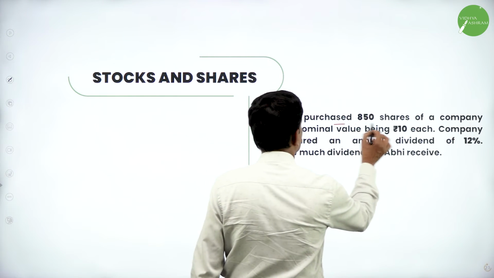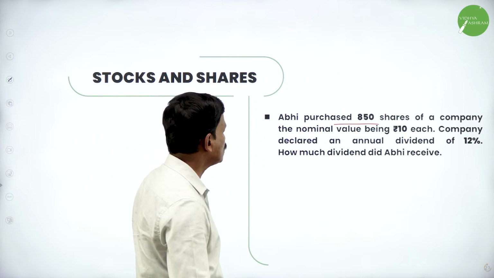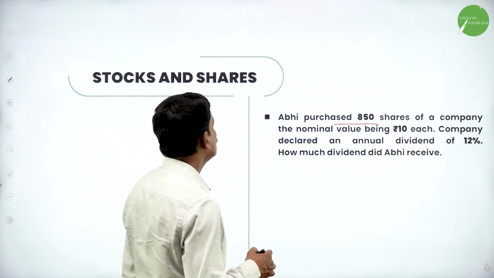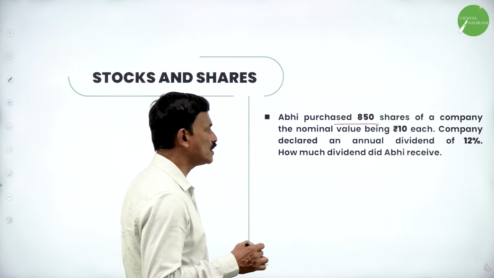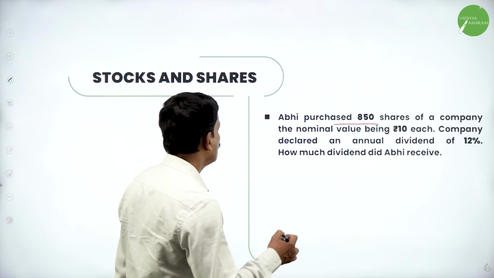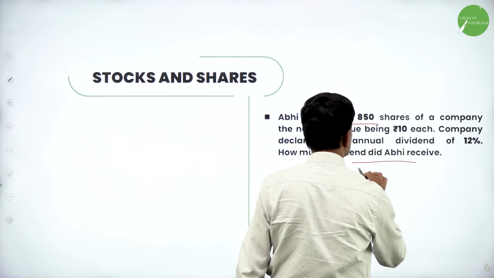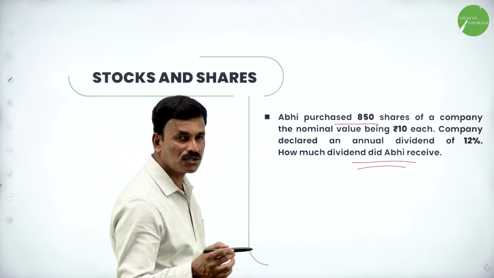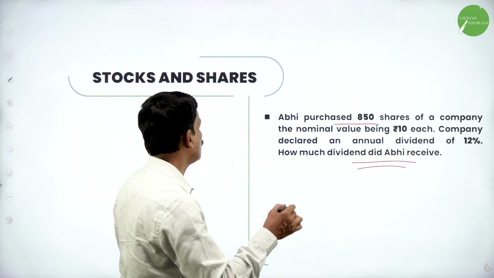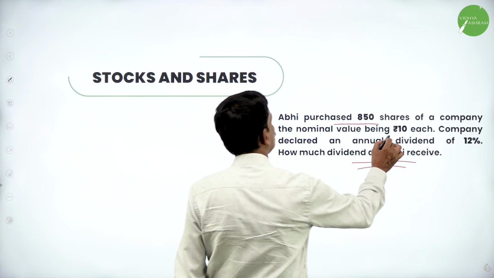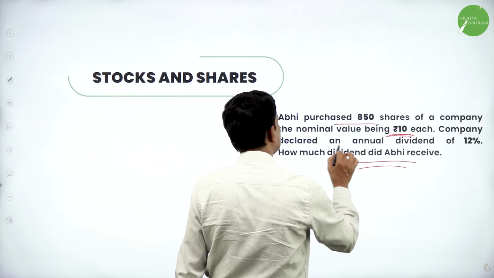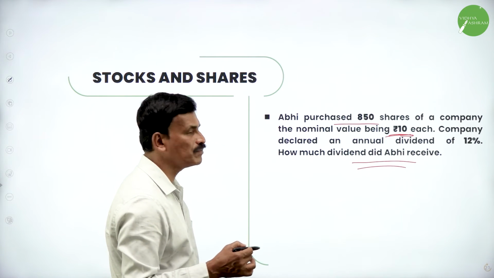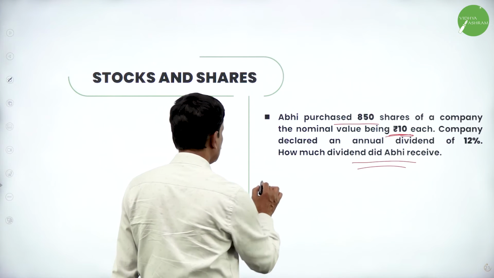Abhi purchased 850 shares of a company, the nominal value being rupees 10 each. Company declared an annual dividend of 12%. How much dividend did Abhi receive? So he purchased 850 shares of a company, the nominal value being rupees 10 each. Just find out the income here.